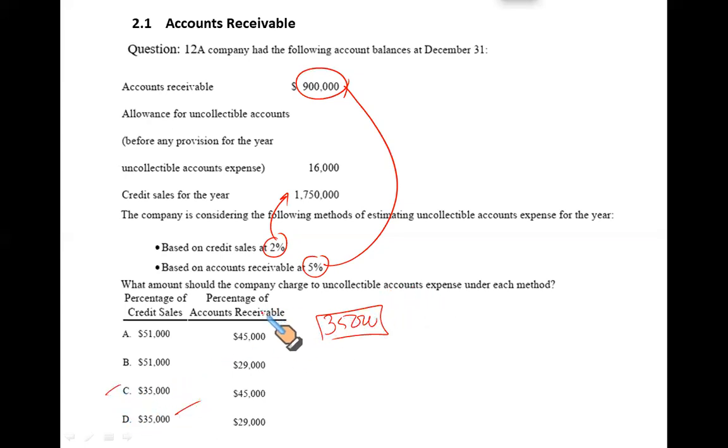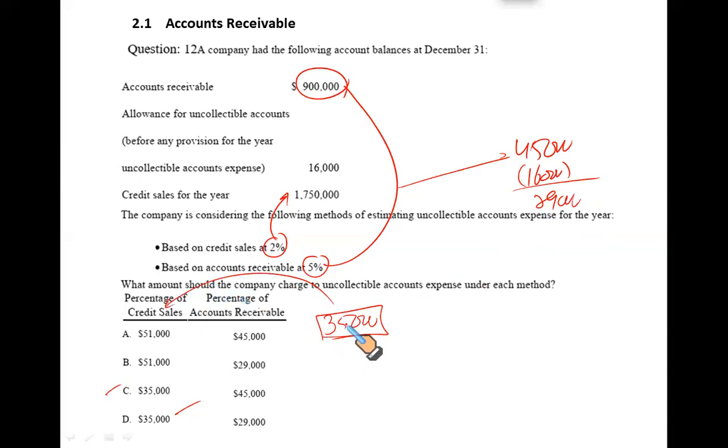Now let us go for the balance sheet approach, the percentage of account receivable. 5% of $900,000 is going to be 45,000, right? This is the amount we calculate using the balance sheet approach. Since we already have a 16,000 balance available, we are going to take just the extra we need. That is 29,000.